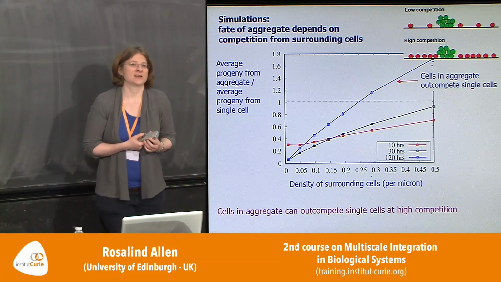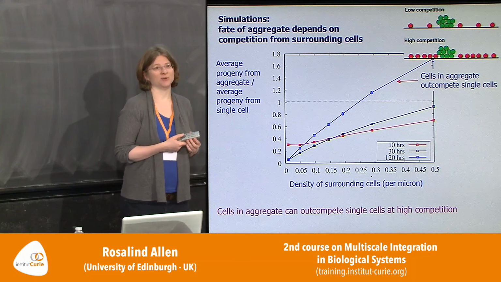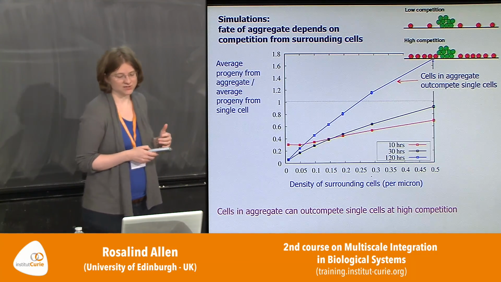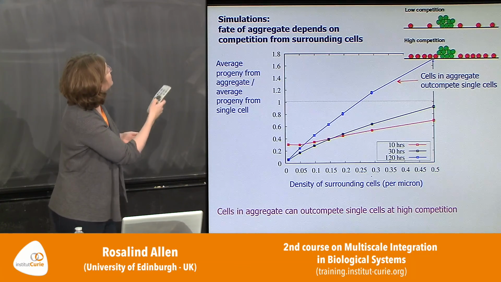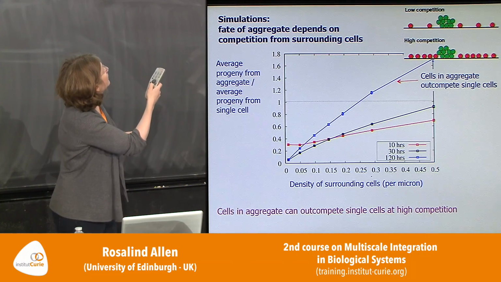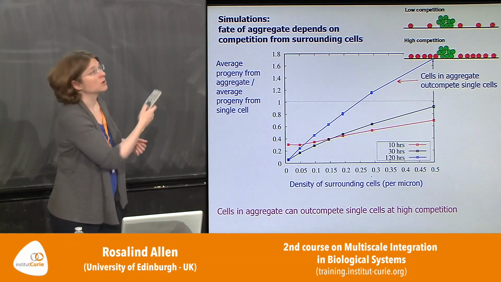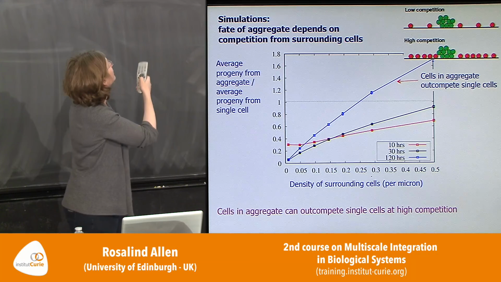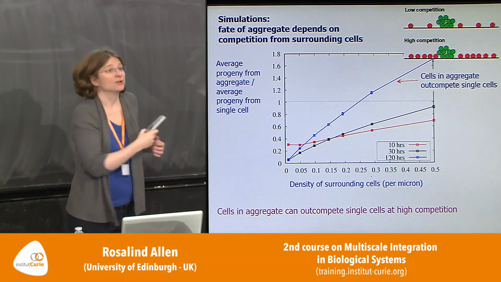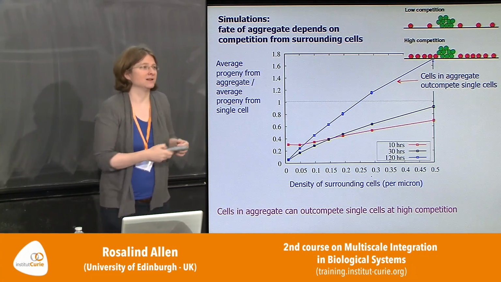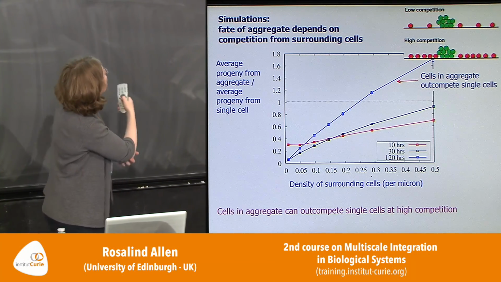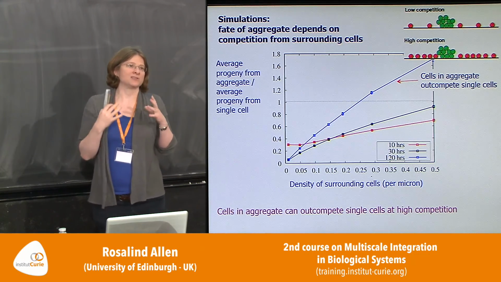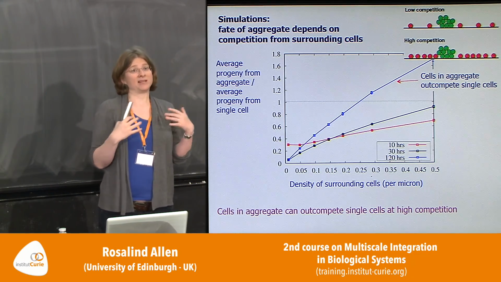But of course, with simulations, you can run them a lot more easily than experiments, much quicker and in more replicas. So what Gavin did was a whole series of simulations where he varied the density of these surrounding single cells. From a regime we called low competition, where there are only a few surrounding single cells, on the left side of this graph, to a regime we called high competition, where you have many surrounding single cells, on the right-hand side. He ran many of these simulations, and what he tried to quantify is how well the aggregate does compared to the single cells.